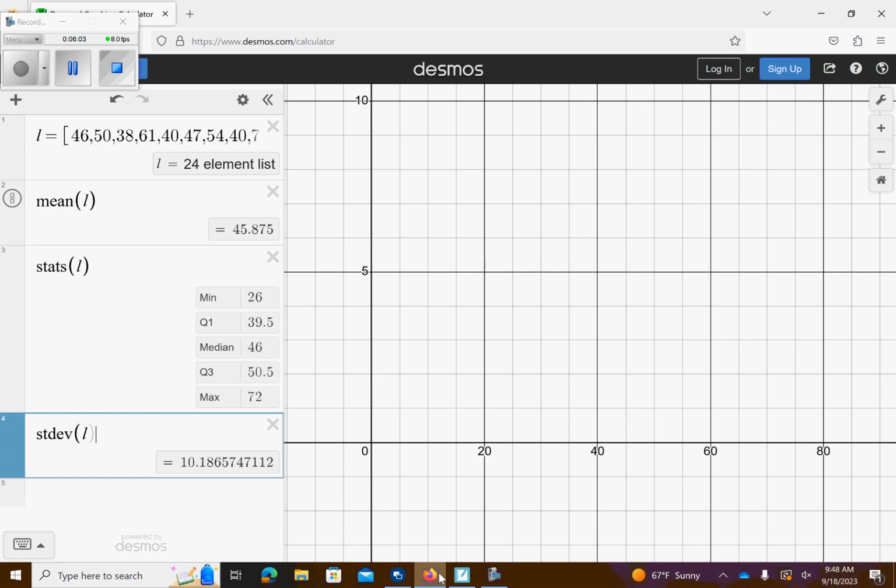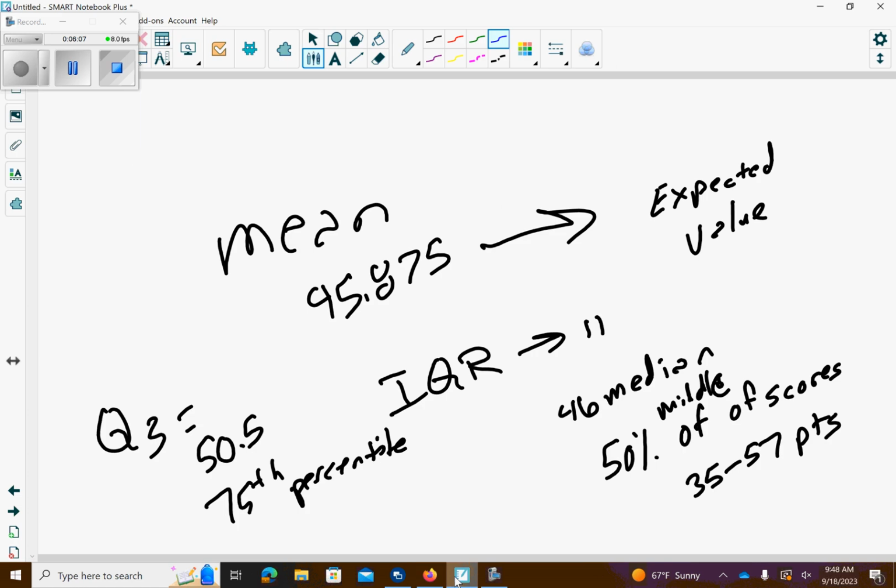Explain what the mean means in the context of this problem. Make sure you remember the mean means the expected value. So the expected value would be 45.875. That's the expected value. Explain what the IQR would be.